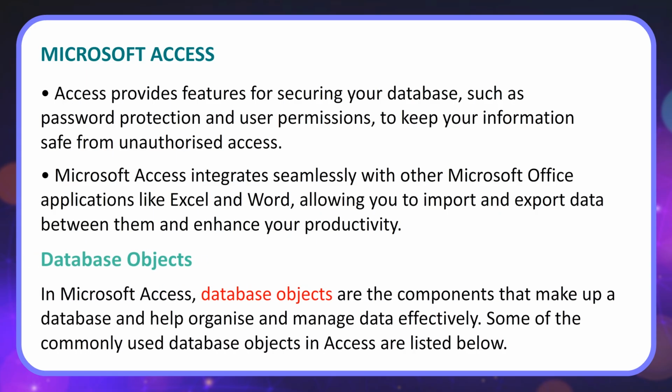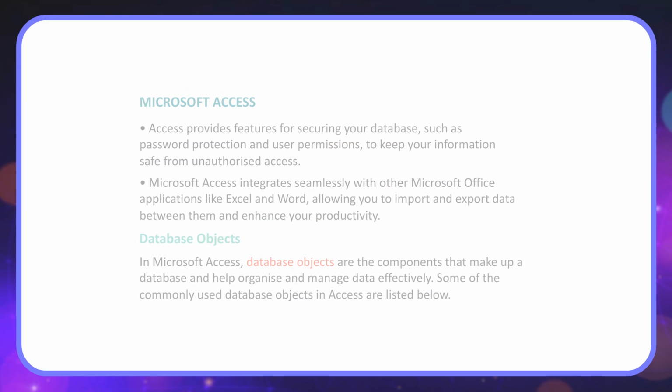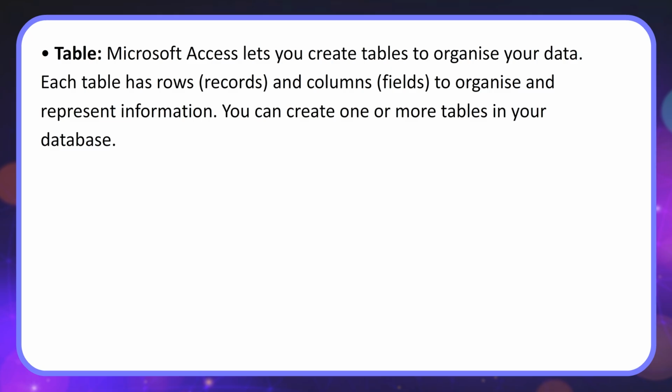Database objects. In Microsoft Access, database objects are the components that make up a database and help organize and manage data effectively. Some of the commonly used database objects in Access are listed below. Table. Microsoft Access lets you create tables to organize your data. Each table has rows (records) and columns (fields) to organize and represent information. You can create one or more tables in your database.